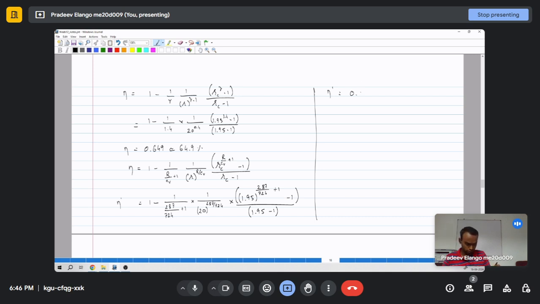So the updated efficiency can be calculated. So we have 0.64573. Earlier this was efficiency and this is new efficiency. So delta eta by eta is equal to eta dash minus eta by eta. So that would be 0.64573 minus 0.649 divided by 0.649.